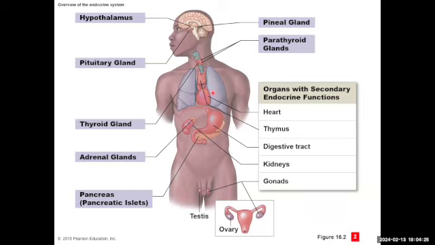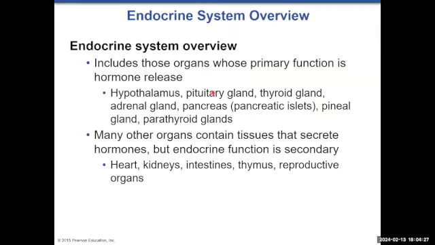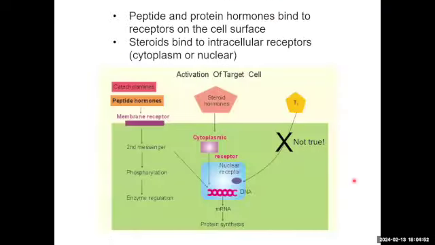Okay, what I'd like to discuss next is how these different endocrine tissues play a role in homeostasis within the body. Again, here are some examples of traditional glands that produce hormones, and then these are some other non-traditional ones. Okay, let's move on here.